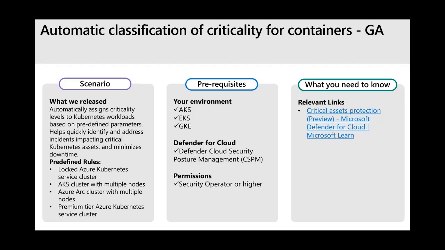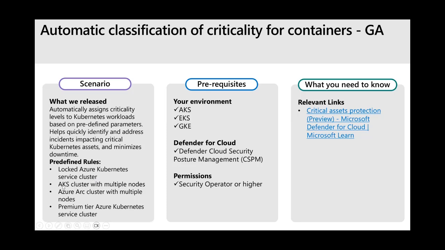In addition to that, we also released automatic classification of different container assets, or automatic classification rules. So in addition to being able to manually create a classification rule, we also have predefined rules as well. And this introduces 4 different predefined rules. The first one would be for a locked Azure Kubernetes service cluster. So this is assigning a rating to a cluster that's locked.